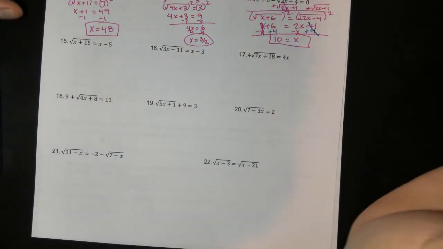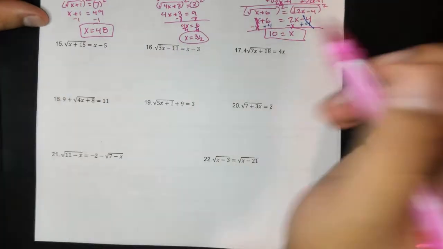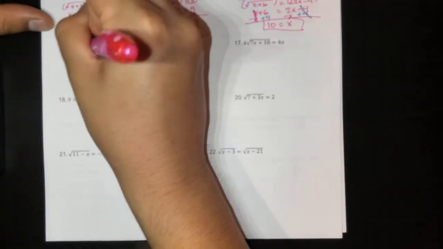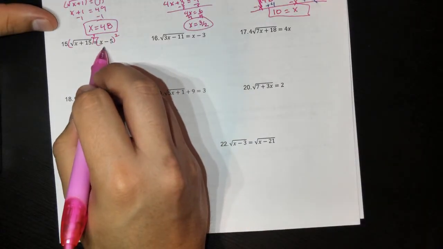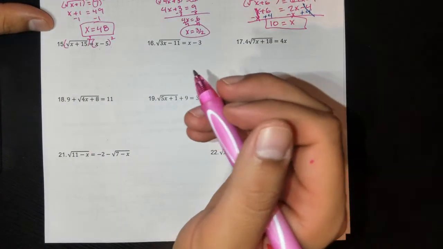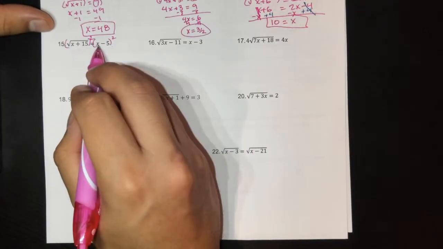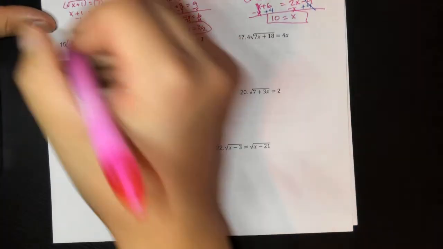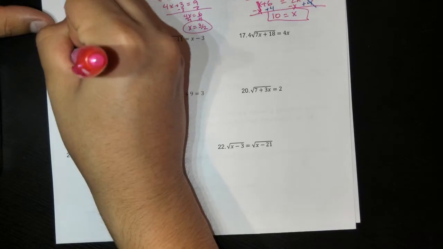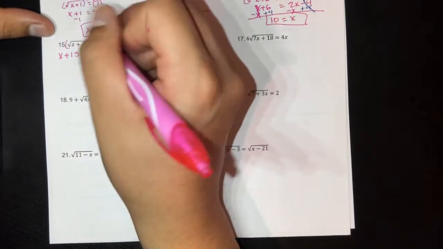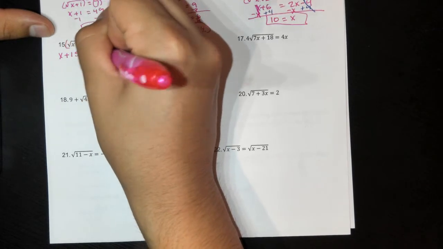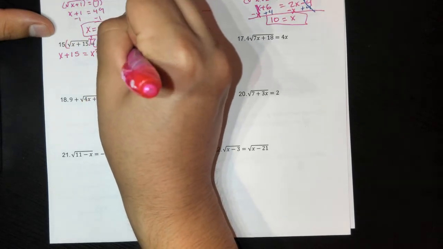Number 15, the square root looks good, so let's just go ahead and square both sides. This you have to FOIL. Remember, x minus 5 squared is not x squared plus 25. This is x minus 5 times x minus 5. On the left side, we just get x plus 15. If I FOIL this, we should get x squared minus 10x plus 25.